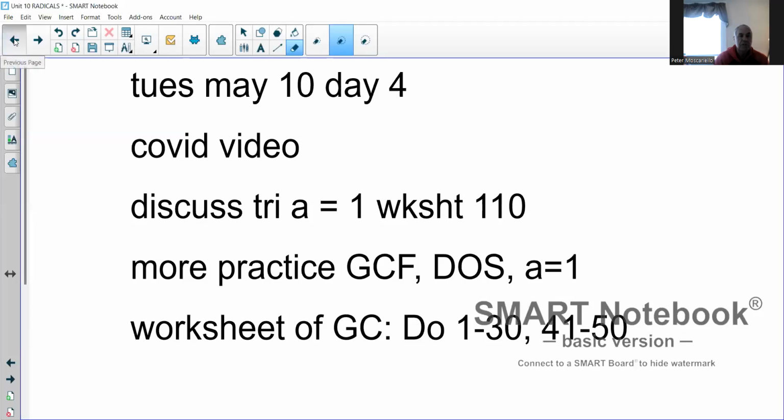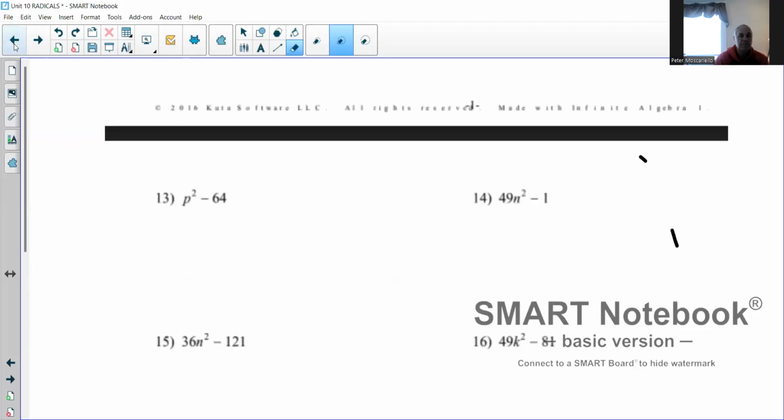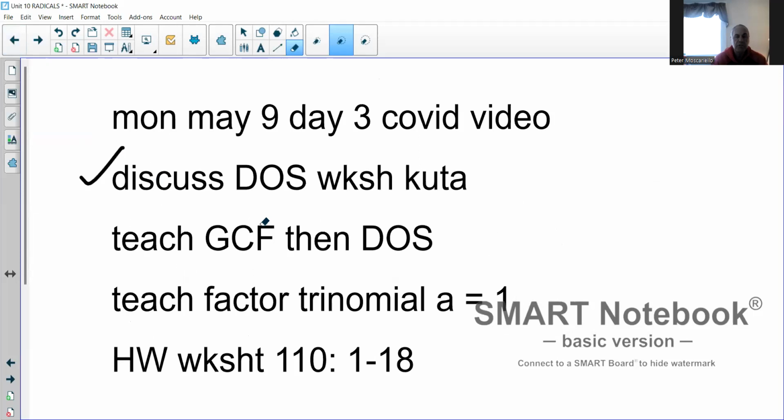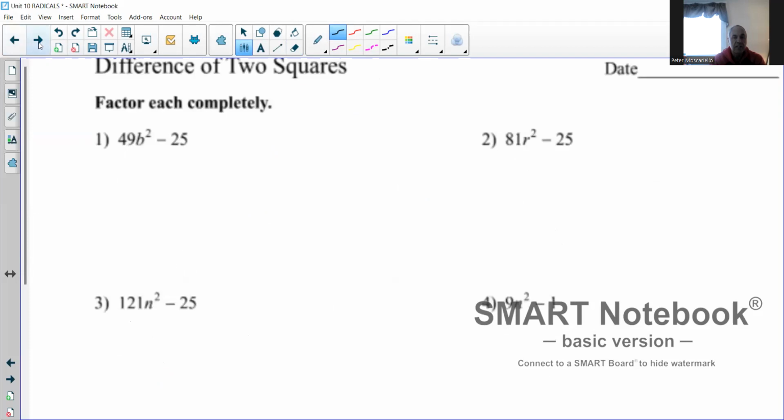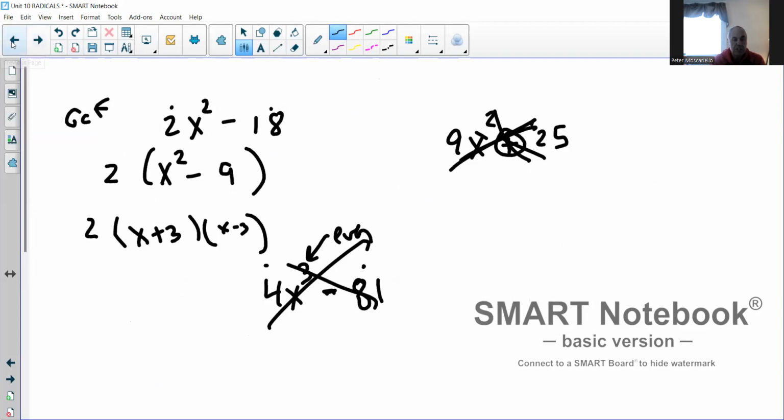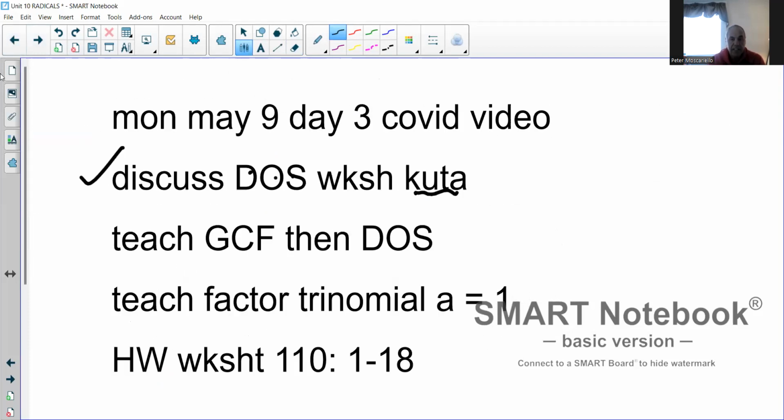And right here, that says Tuesday. Let's go to Monday. So Monday is right now. We're going to discuss the difference of squares. That's what DOS is, difference of squares worksheet. It was a CUDA worksheet, which is this worksheet right here. Not in the worksheet packet. It's not in the stapled packet that I gave you.